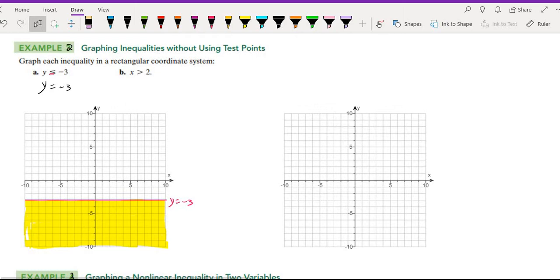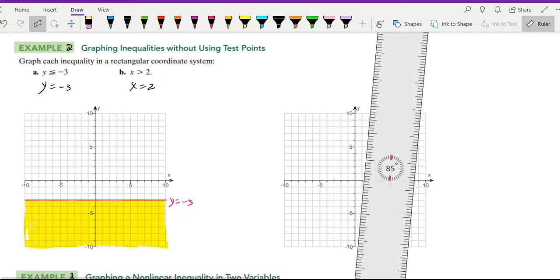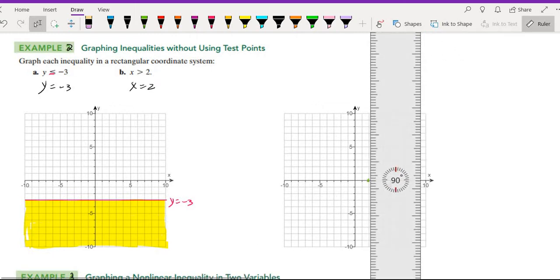x greater than 2. So first we're going to graph x equal to 2. Then we say x is equal to 2, so we actually have a vertical line. So let's go ahead and graph this. Again, you have to think, are we going to draw a solid line or dashed line?